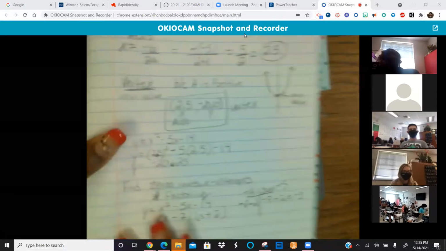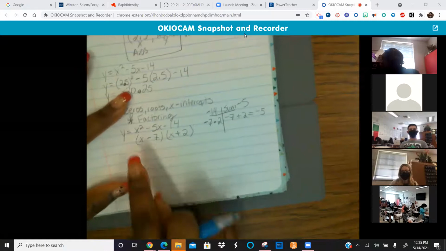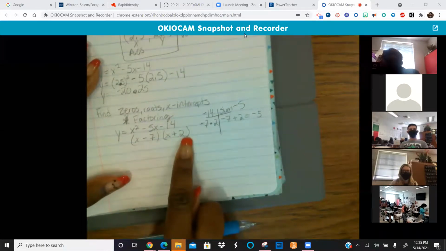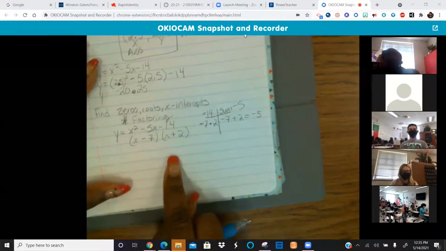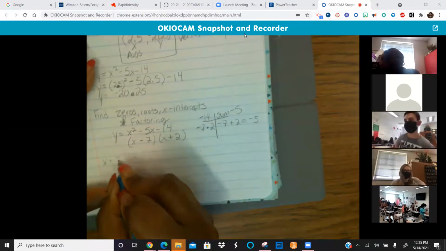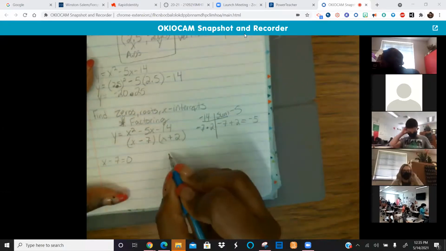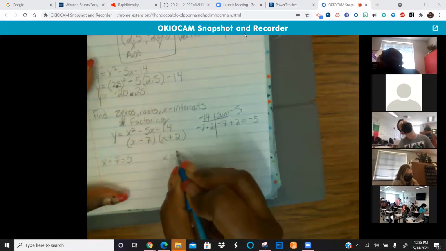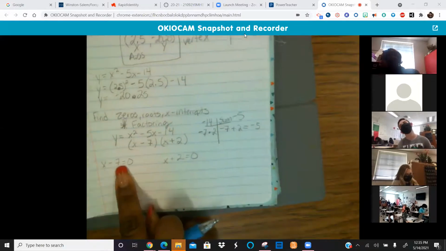Okay, good deal. Okay, so now all you do here after you factor is you're going to set each of these equal to 0, and they're going to be your solutions, okay? So you have x minus 7 is equal to 0, and you have x plus 2 is equal to 0. So let's solve for x.